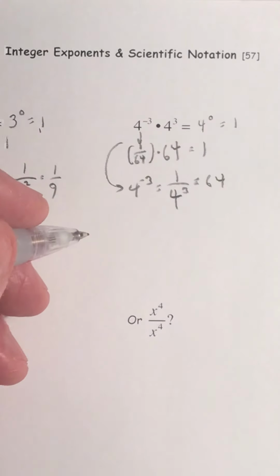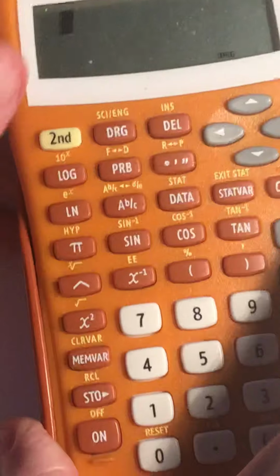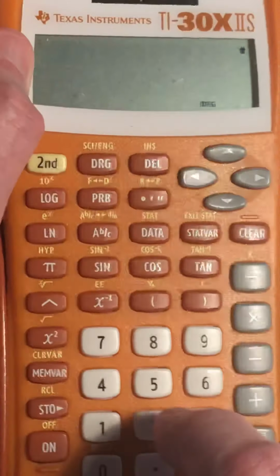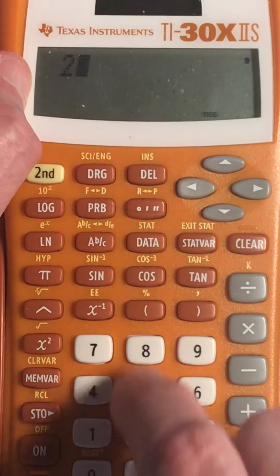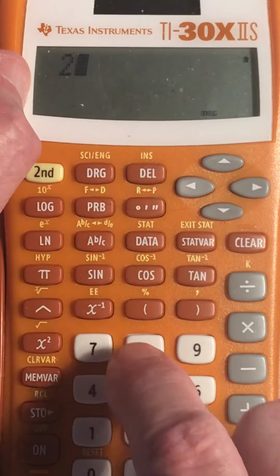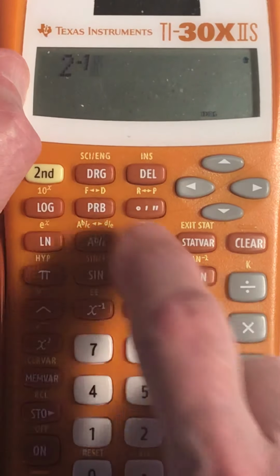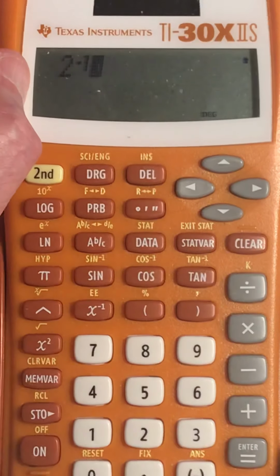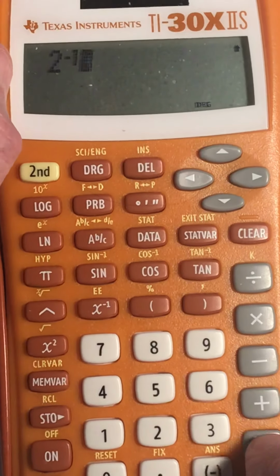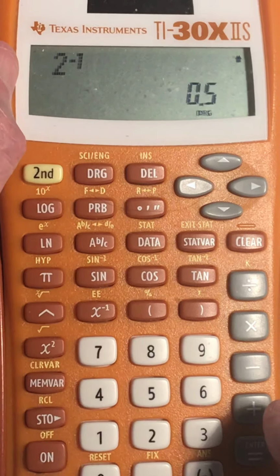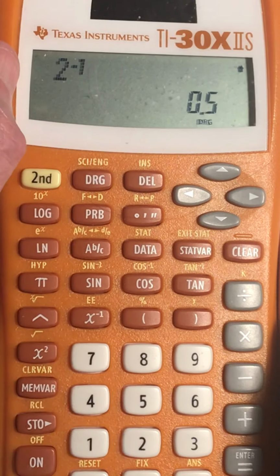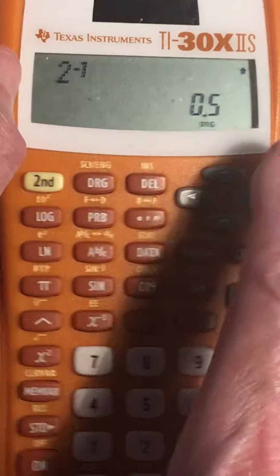And you even see that on the calculator. If you look right here, see this key, x to the negative 1? If I put a 2 and then hit that key, 2 to the negative 1 power, that's 1 over 2 to the first power, which is 1/2. So it shows me the decimal for 1/2. See that?